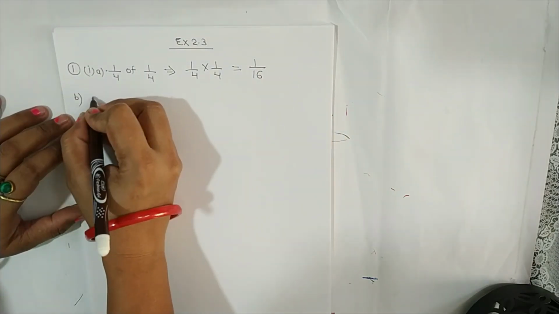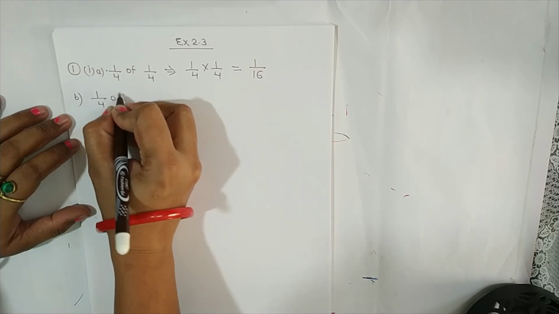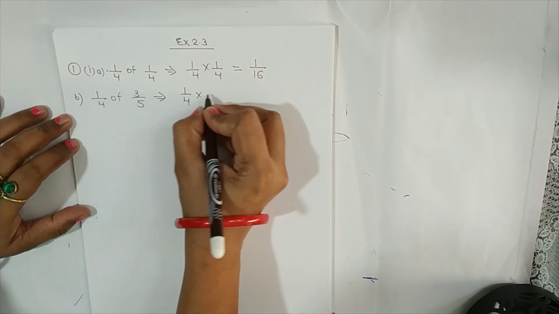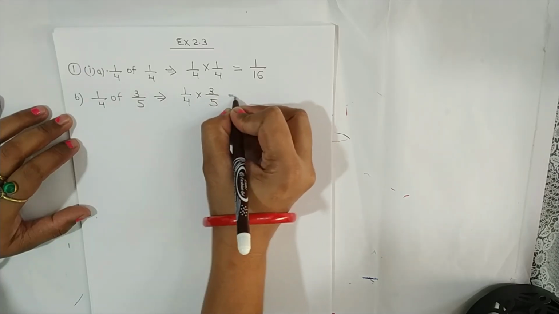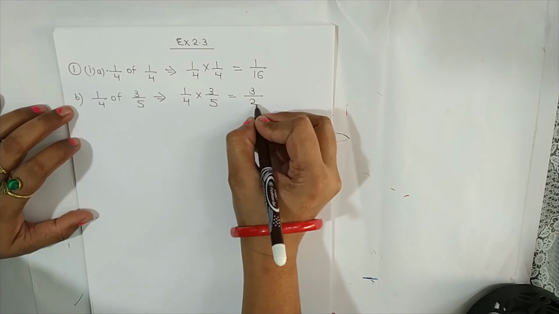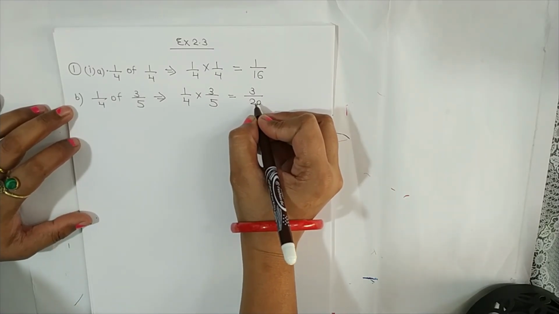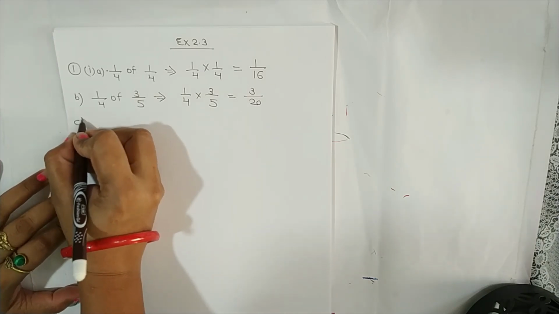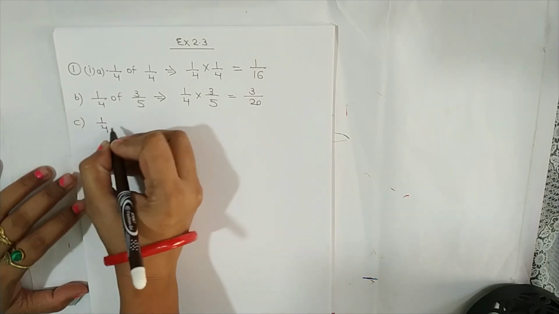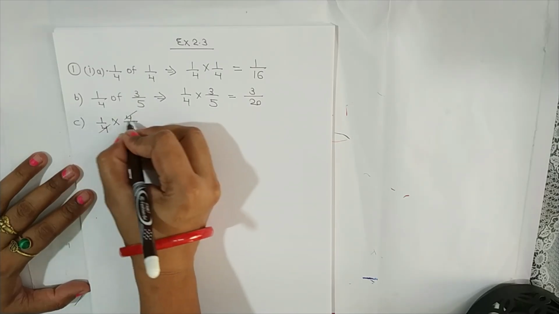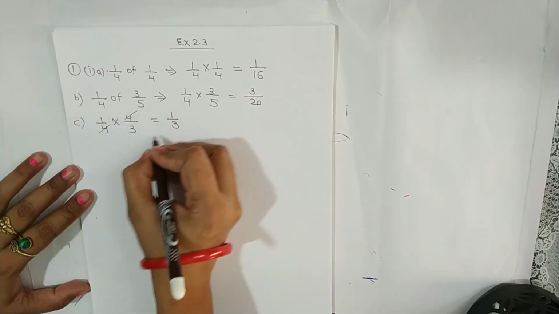B part is 1 upon 4 of 3 upon 5. It can be written as 1 upon 4 into 3 upon 5. So it will be 3 upon 20. Now C part is 1 upon 4 of 4 upon 3. Of means multiplication. So 4 and 4 will be cancelled, and the answer is 1 upon 3.